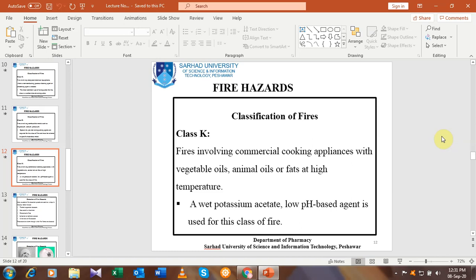In this case, for the capturing of fire, as I have told you about the sources, and the fire capturing due to the involvement of three mandatory things, one of which is high temperature. Potassium acetate, low pH based agent is used for this class of fire.